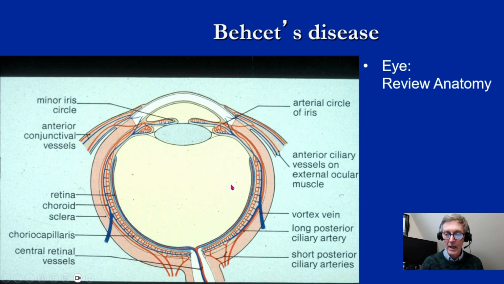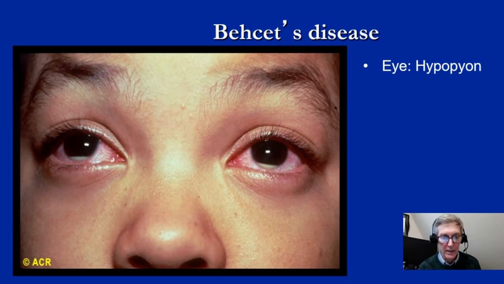Now, the patients can have a very severe anterior uveitis, which is shown here, and you see a little bit of injection of the sclera. But what you see here is what's called a hypopyon, and basically there's so much inflammation in the anterior chamber that there's actually layering of white blood cells in the front of the anterior chamber.